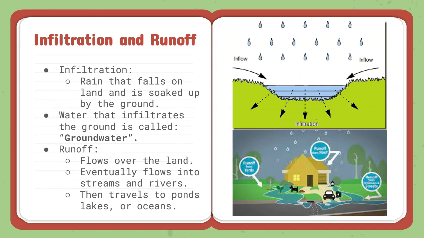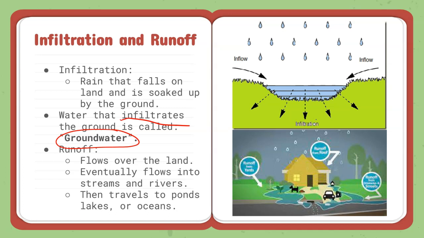The next two terms I'm going to talk about are infiltration and runoff. These two are very, very closely related to each other. So infiltration is when rain falls on land and is soaked up by the ground. So like a sponge. Water infiltrates the ground, and it is then called groundwater. Pretty complex name there.